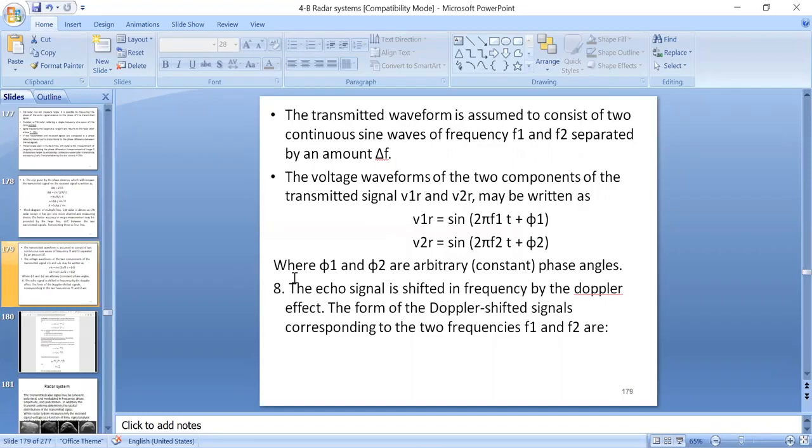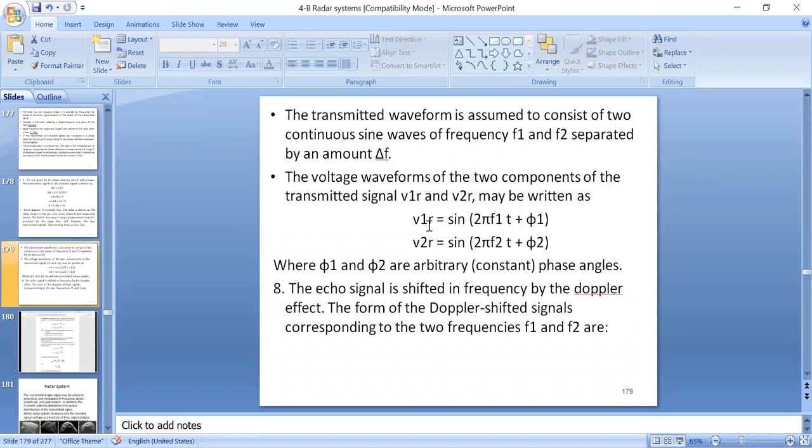So phi 1 and phi 2 are the arbitrary phase angles. This is the normal representation of a signal. We know that signal V1 is equal to sine 2 pi ft plus phi, right? Here we are considering two signals. That's why we are representing these as sine 2 pi f1t plus phi 1, sine 2 pi f2t plus phi 2. Right? These are the transmitted signals.